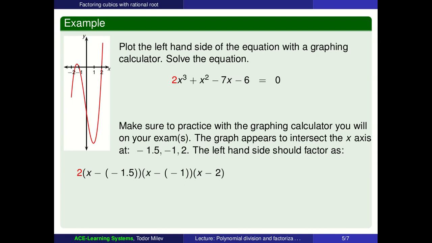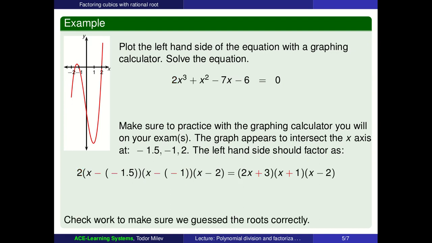So let's uncover the parentheses. First, minus with minus, so x minus minus 1.5 is x plus 1.5. X minus minus 1 is x plus 1. And just a reminder, in order to not have to deal with decimal numbers, I'm going to take the number 2 and distribute it inside the parentheses. So I'm going to have 2 times x plus 1.5. That's what I'm having here.